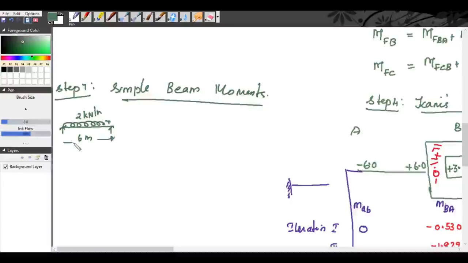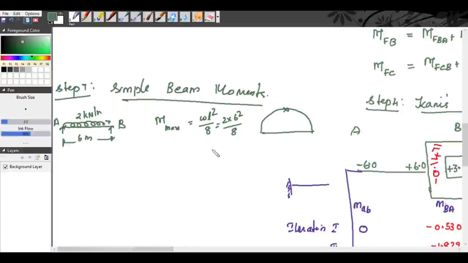Span length is 6. So for the span AB, the maximum moment will be at the center, it will be a parabola, and the value is WL square by 8. So it is 2 into 6 square divided by 8. We get 9 kilonewton meter.